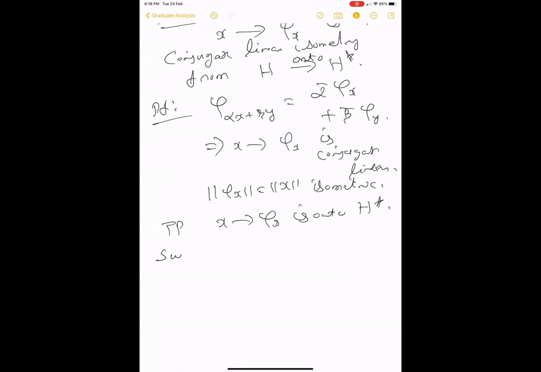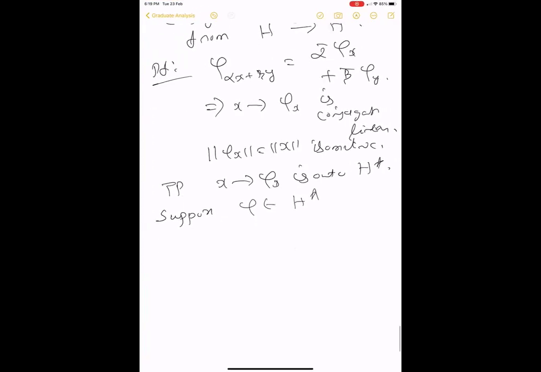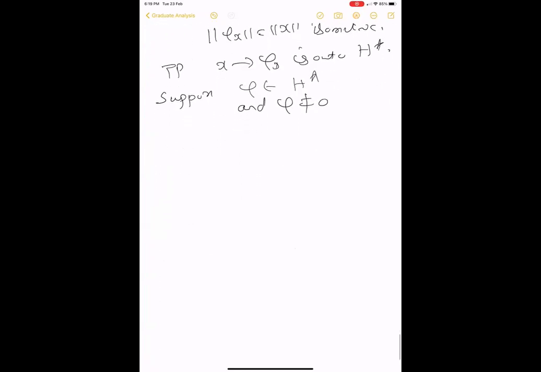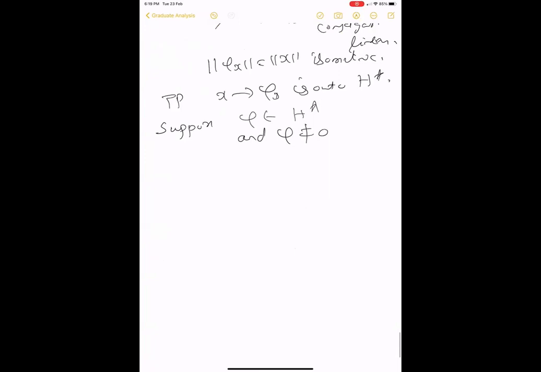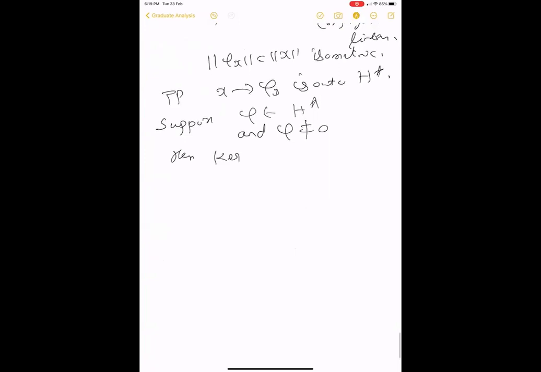For that, suppose phi is in H star. Suppose we have a bounded linear functional phi in H star, and phi is not equal to 0. We can assume that because the corresponding zero gives the zero map. So we assume phi is not equal to 0. Then the kernel of phi, which is all those x in H such that phi(x) equals 0, is a closed subspace and it's proper. It's contained in H but not equal to H. If it were equal to H, then phi would be identically 0. And it's closed because phi is continuous.